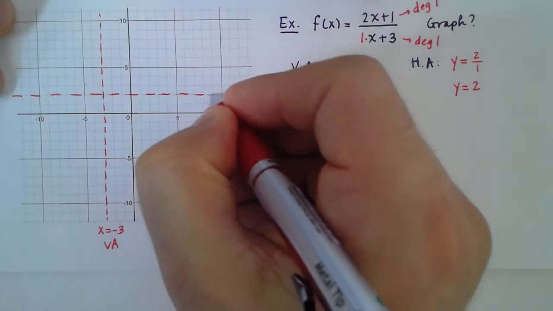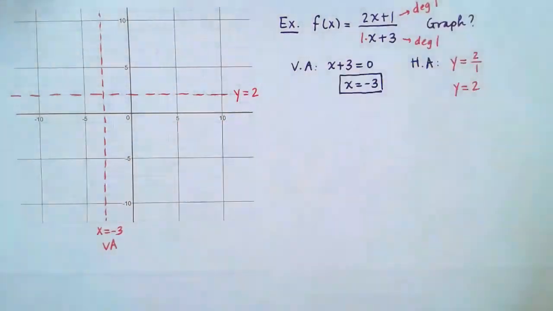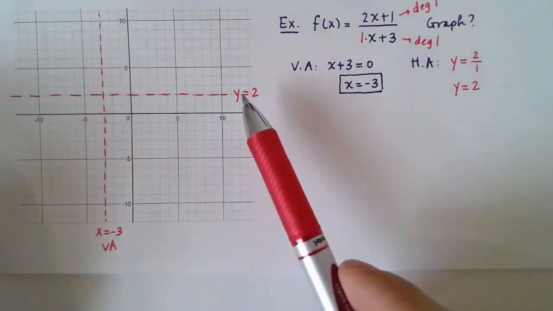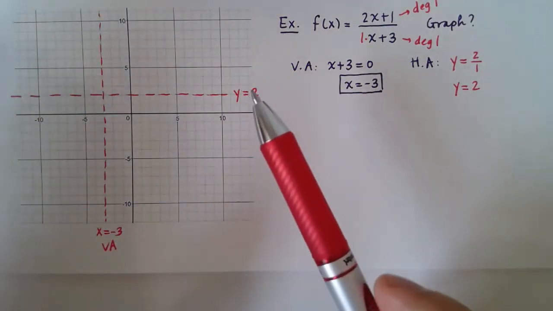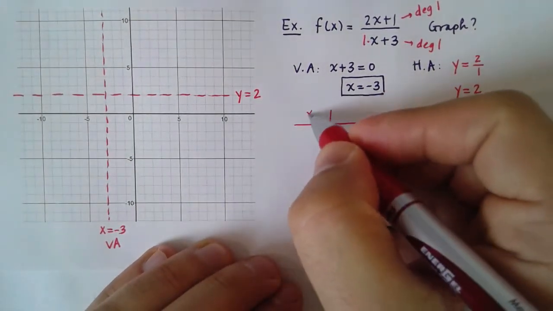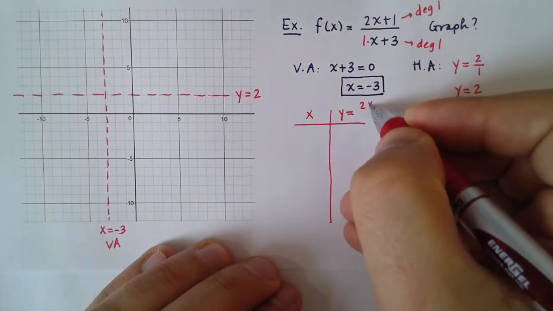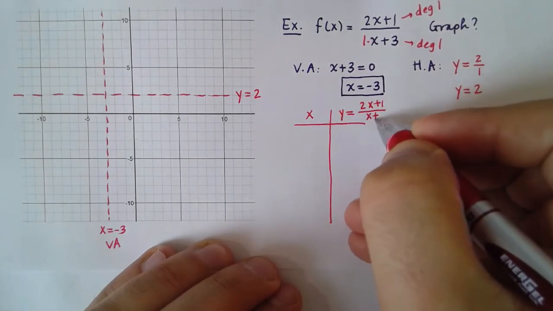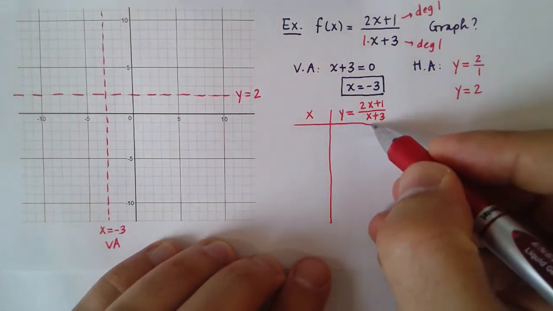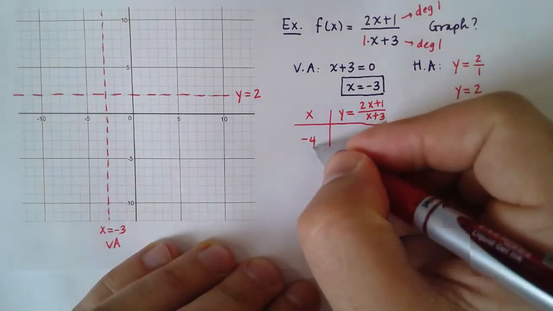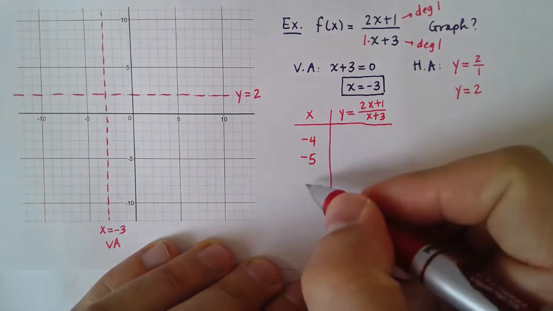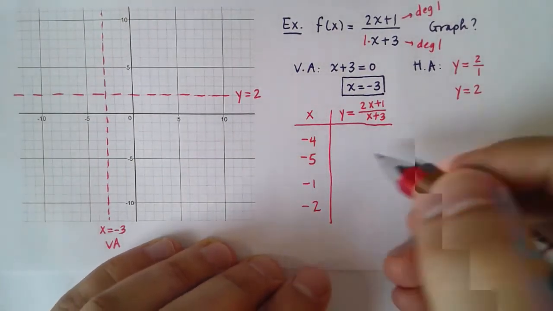Here we go. y equals 2. Now folks, the line x equals negative 3 divides this plane into 2 pieces, the right side and the left side. So make a table. Put your x here, and here y equals 2x plus 1 divided by x plus 3. And then figure out some values. From the left side of negative 3, you can choose negative 4 and negative 5. From the right side of negative 3, you can choose negative 1 and negative 2.